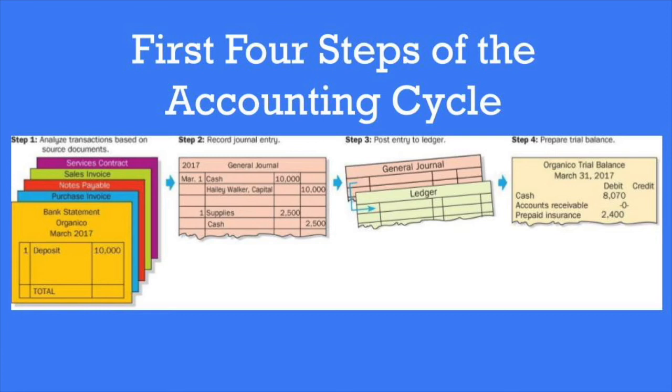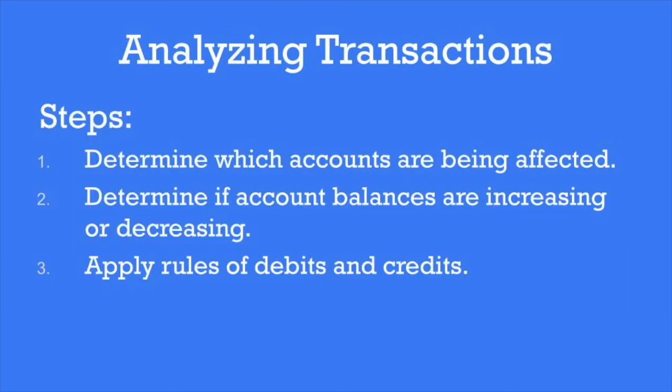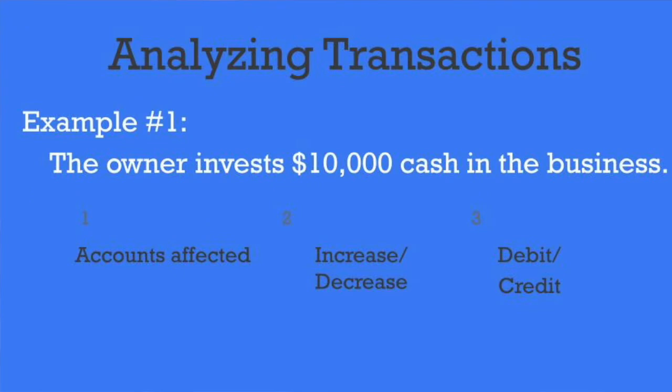So let's look at the very first stage by way of example. The very first thing we need to think about is, what do we need to do in order to analyze transactions? Well, first we need to determine what accounts exactly are being affected. The next thing we need to do is determine if the account has increased or decreased in balance. So for each of the accounts, what's happening? And then we have to apply the rules of debit and credit. So let's look at our first example.